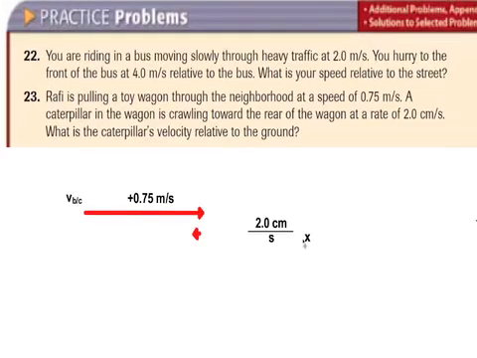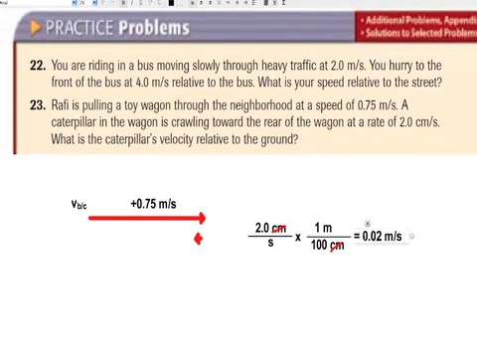Now we have the wagon. I'll make my object B compared to the street plus 0.75. But if I really want to keep apples to apples and keep my dimensions aligned, I have to convert my centimeters per second to meters per second. I can do that, as we've already seen in chapter 1. And when I'm done, I see that the caterpillar really has a magnitude of 0.02 meters per second in the negative direction.